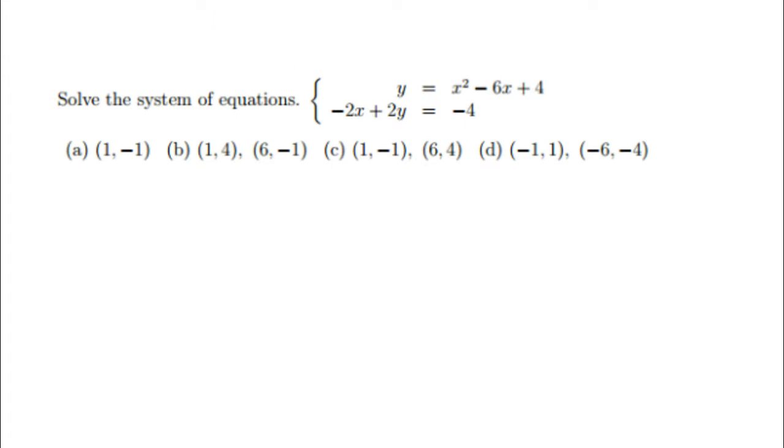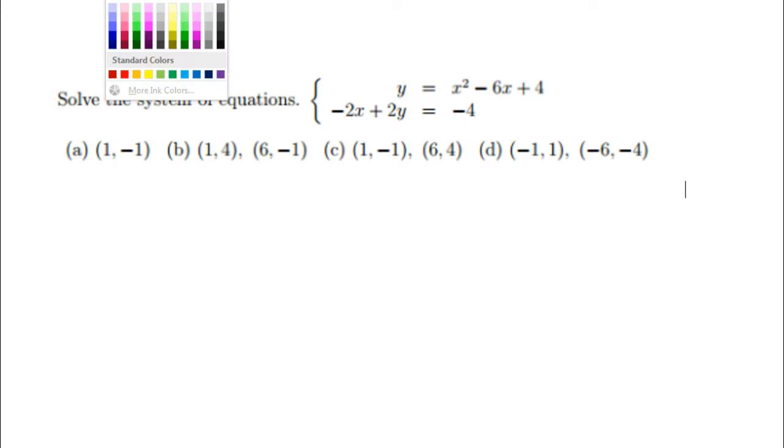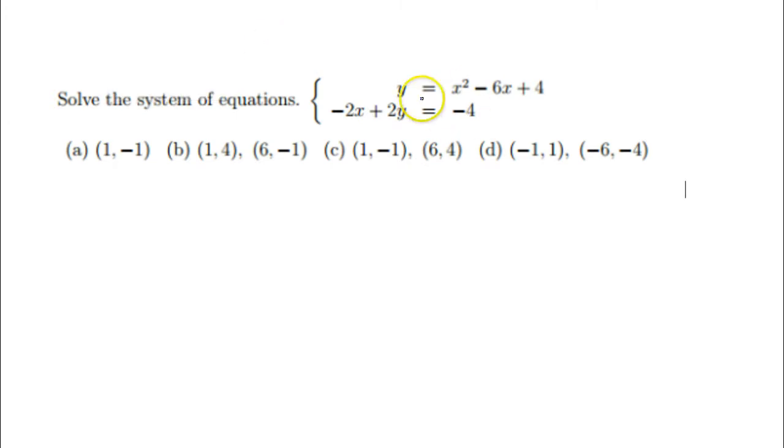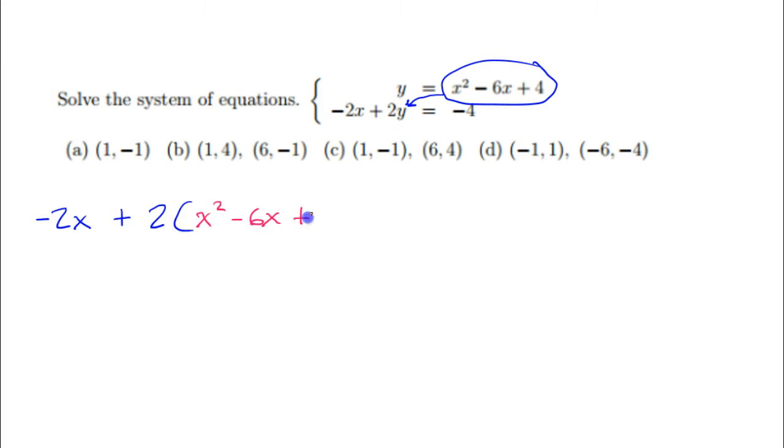Okay, now we will solve this system by substitution. Y equals all of this. So what I could do is take all of this and substitute it in for y right there. So if I recopy this bottom equation, I have negative 2x, and then it's plus 2y. But instead of y, I'm going to put what y is equal to. I'm going to put x squared minus 6x plus 4.